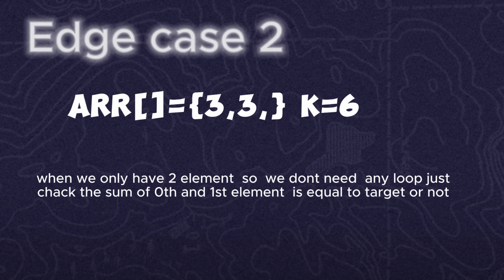So in this case, we check the length of the array. If the length of the array is 2, we do not iterate over the array; we just check whether array[0] plus array[1] is equal to the target value, then return the indices 0 and 1, otherwise return false.